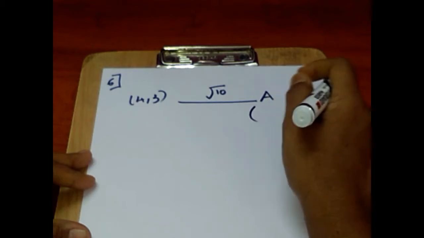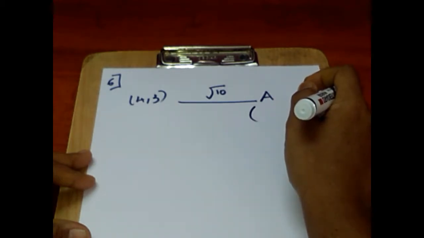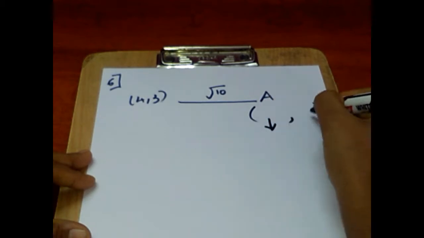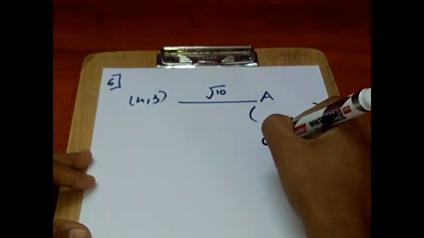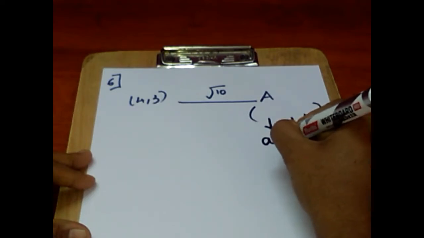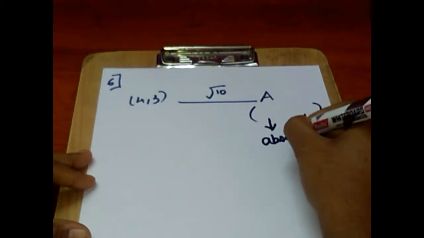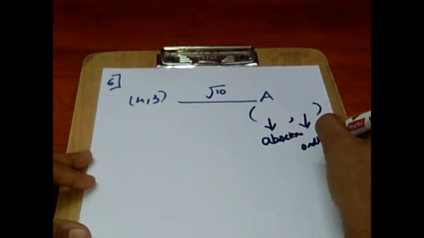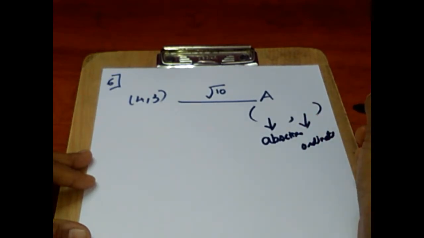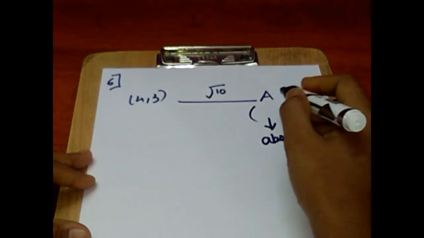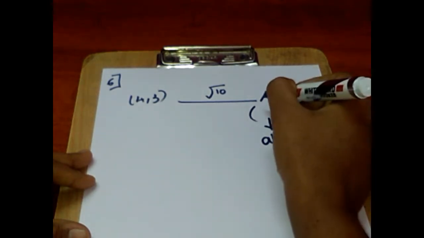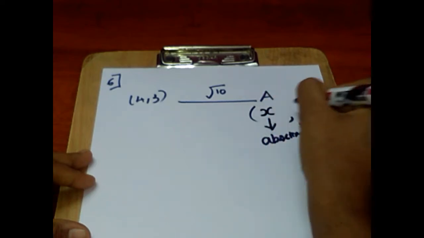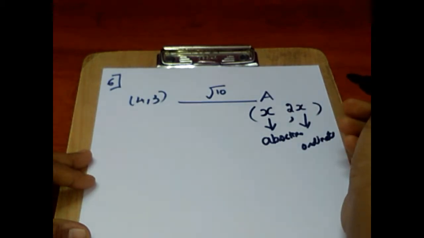Is there any relationship given between these two points? Yes, it is said that its ordinate is twice its abscissa. So this is called the abscissa, this is called the ordinate. Now from the question, ordinate is twice its abscissa. So if I define abscissa as x, ordinate will be equal to 2x. I hope the point is clear, children.